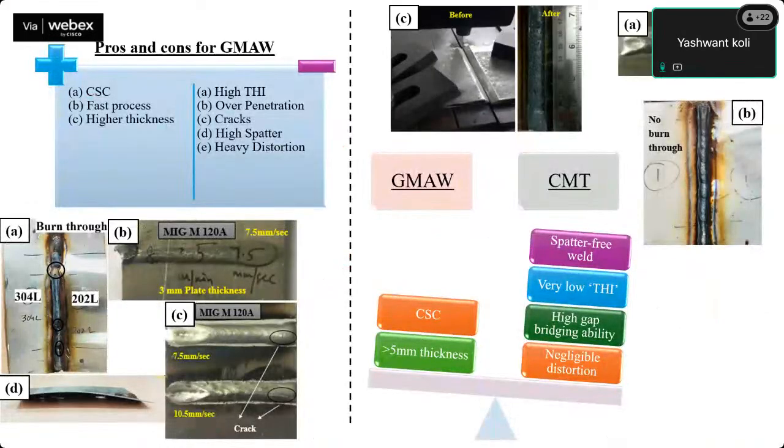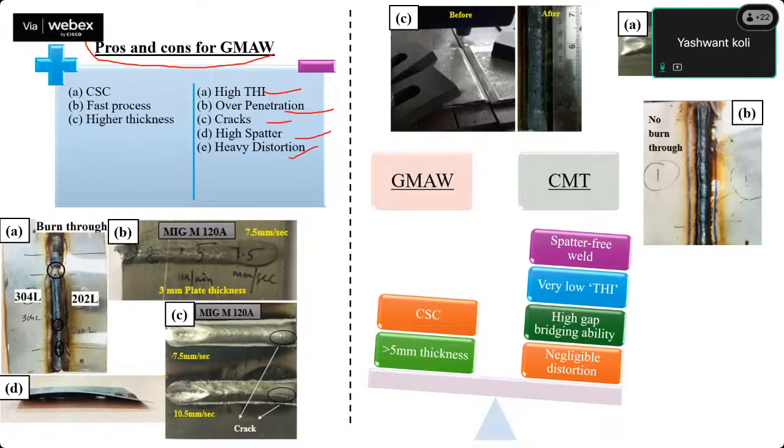So you can see some practical work that I have done here. Pros and cons of GMAW. It is conventional short circuiting transfer. It is a fast process. Higher thickness can be welded or made. And the cons are high thermal heat input, over penetration, cracks, high spatter, heavy distortion. So these are the problems caused in GMAW.